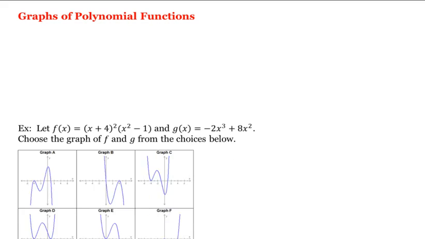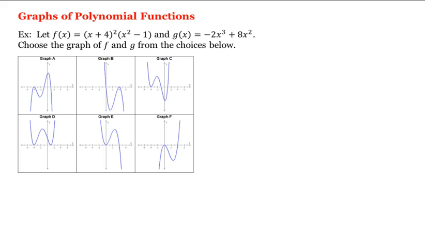Let's look at the graphs of polynomial functions. For example, let f and g be defined as follows. Let's choose the graph of f and g from these choices here. As we saw in the Properties of Polynomials lesson, an important feature of a polynomial function's graph is its end behavior, and this depends upon the degree and the leading coefficient. So let's start with f here.